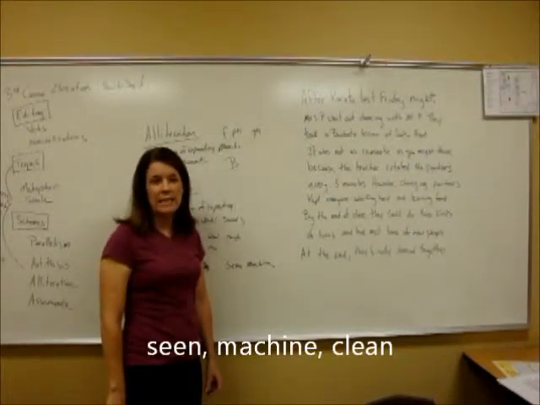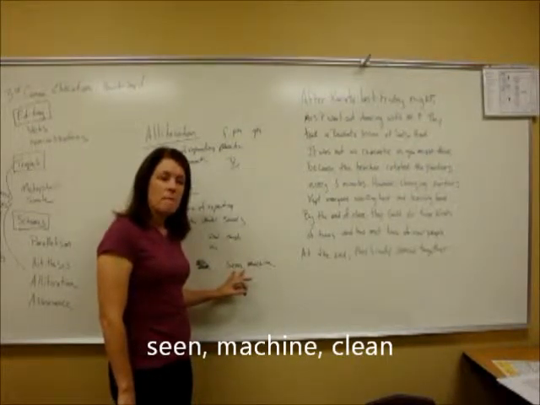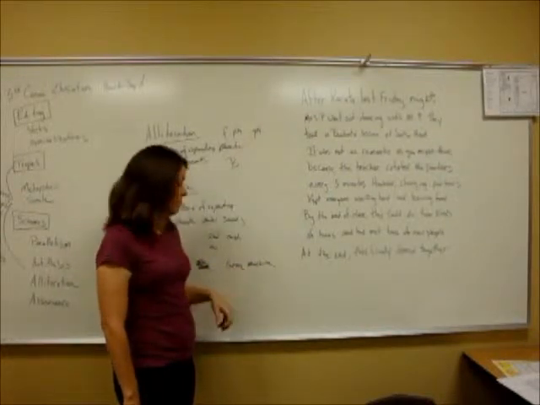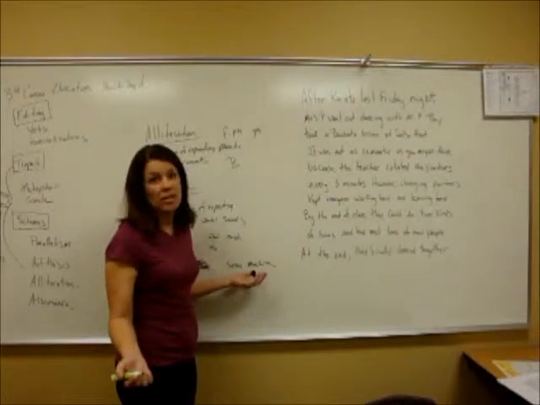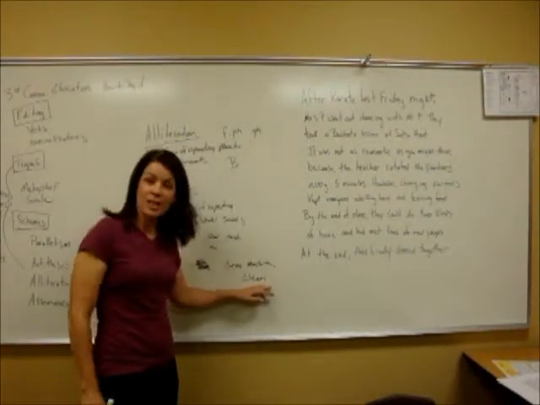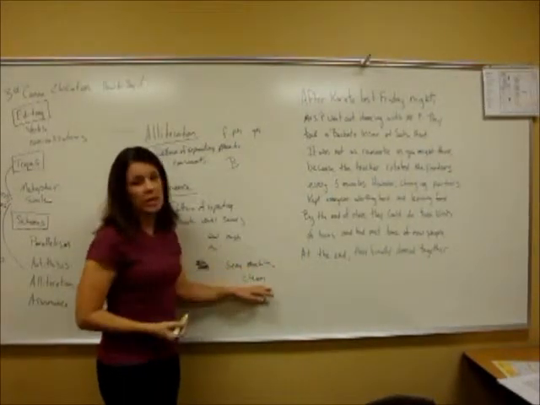What else makes the E sound? We got I, we got EE. I'm having trouble. Scene, machine, clean. Okay? Have you seen the clean machine? That's assonance. These vowel sounds are all repeating.